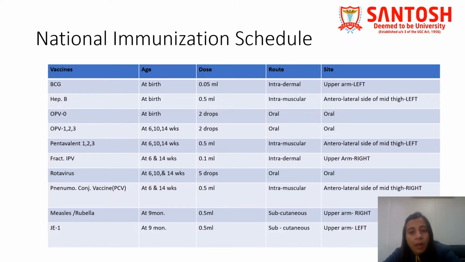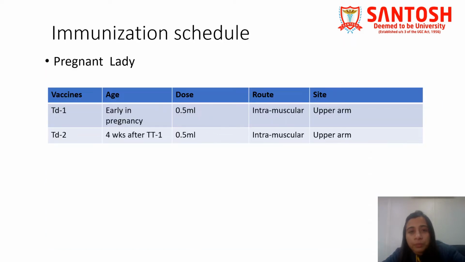anterolateral mid-thigh. Measles or rubella is given at 9 months, that is 0.5 ml subcutaneous in the right upper arm, and JE is also given at 9 months, 0.5 ml subcutaneous in the left upper arm. Pregnant ladies are given tetanus toxoid, 0.5 ml intramuscularly in the upper arm, and then the second dose is given after 4 weeks.